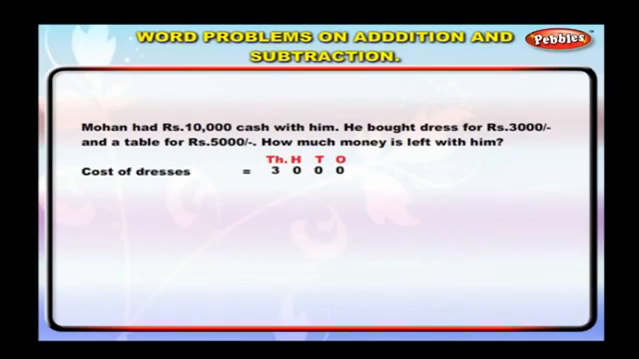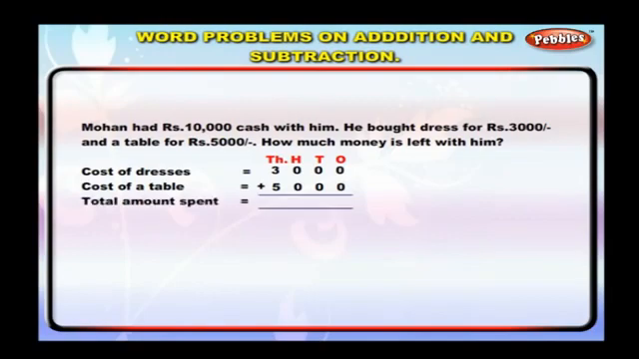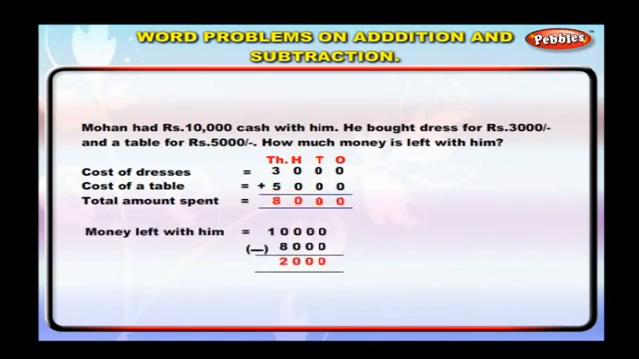Cost of the dress is equal to 3,000. Cost of a table is equal to 5,000. Total amount spent is equal to 3,000 plus 5,000 is equal to 8,000. Money left with him is equal to 10,000 minus 8,000, which is equal to 2,000. Money left with Mohan is rupees 2,000.